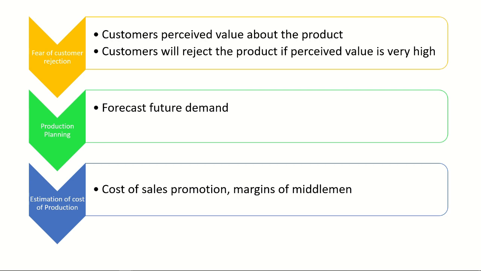Okay, so once again, the first one is the lack of market information, the second one is the lack of standards, the third one is heavy promotional expenses, then fear of customer rejection, and product planning, and the last one is estimation of cost of production. So these are the various problems related to new product pricing.